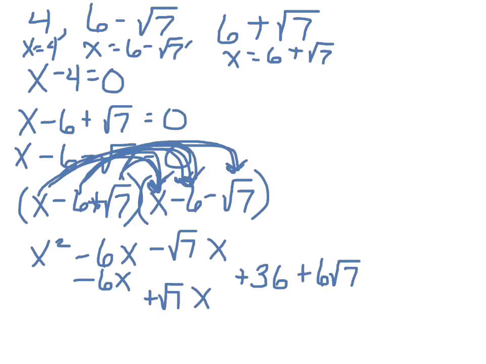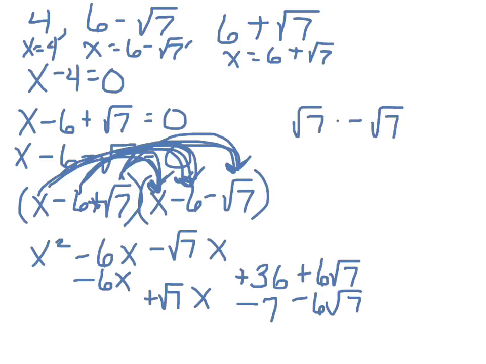What is root 7 times negative 6? Negative 6 root 7. And then now here's the one that most people mess up. Root 7 times negative root 7 is what? Not 0. Not 49. Negative 7. Good. It's root 7 times negative root 7. You guys were forgetting the negative sign.